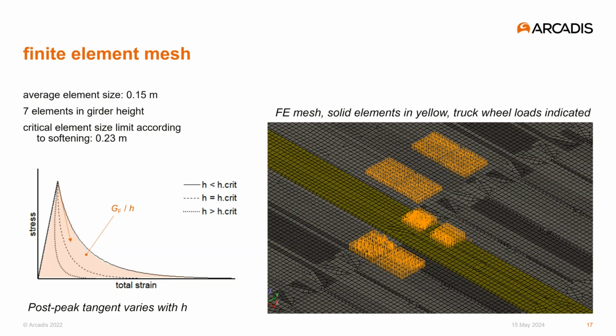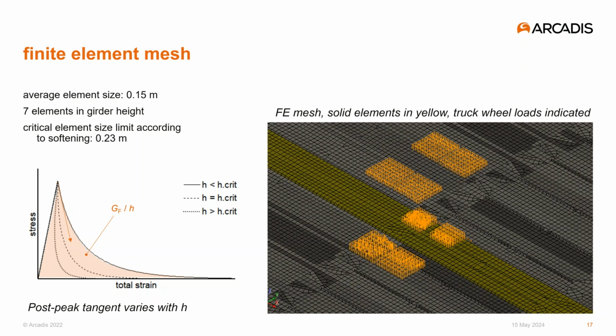And the crack bandwidth is dependent on the element size. The bigger the crack bandwidth, the steeper the post-peak softening branch, as this area needs to be the same. At a given value of the crack bandwidth, the softening branch becomes vertical. The nonlinear guideline recommends to use at maximum half the element size that results in a vertical downward branch. And for our case, this recommended element size would be 23 centimeters. We even used a slightly smaller average element size of 15 centimeters. And this gives us 7 elements over the girder height, which is deemed sufficient for describing the shear behavior of the beam.